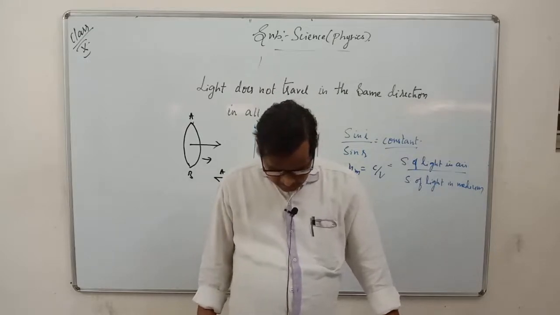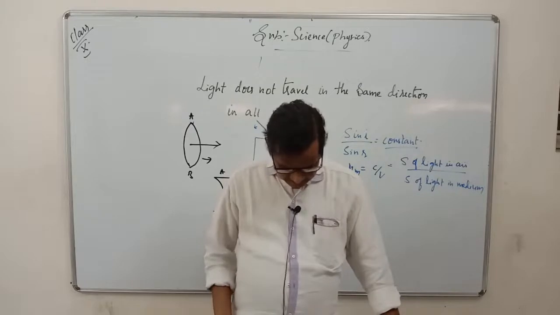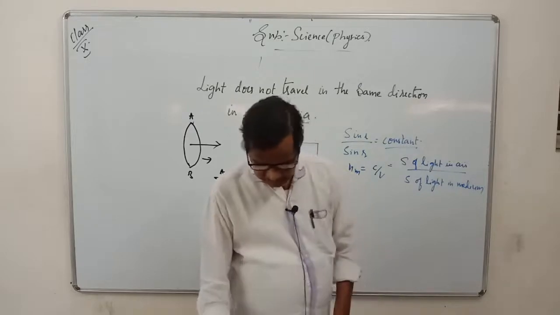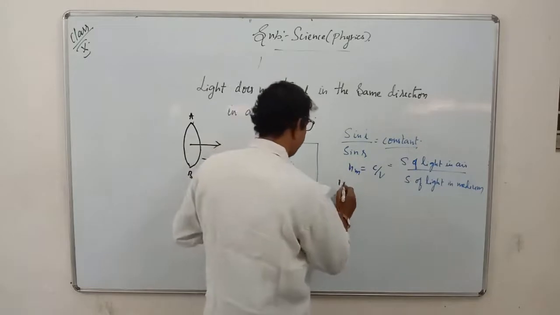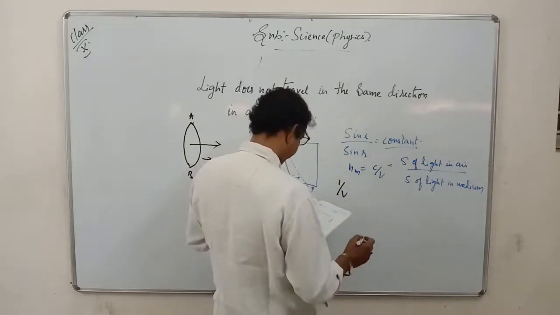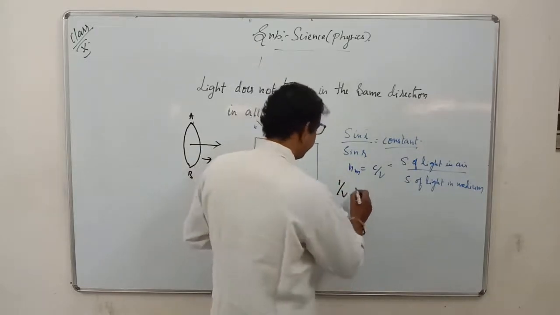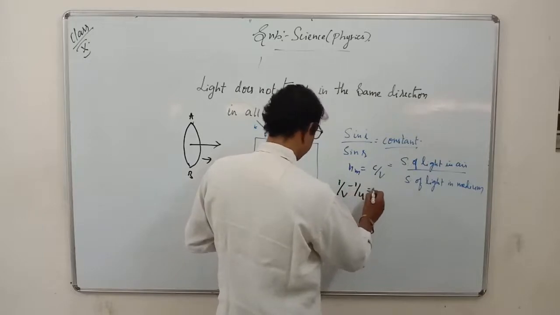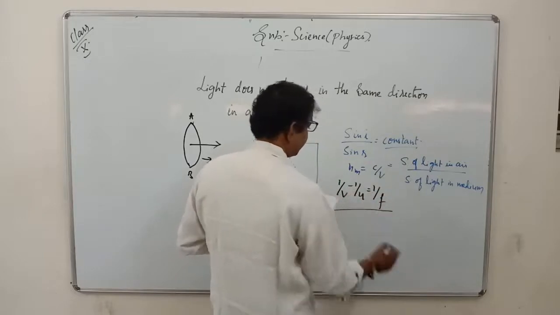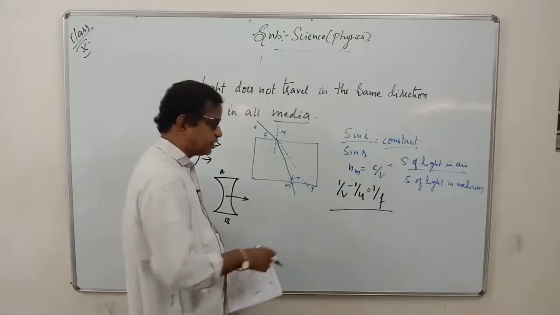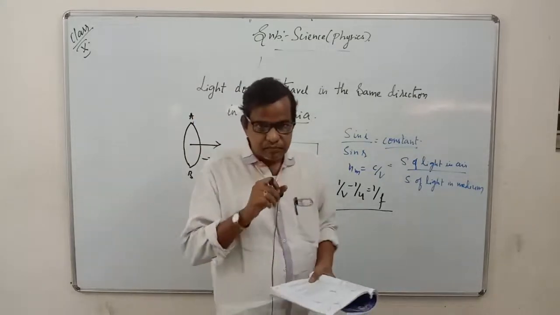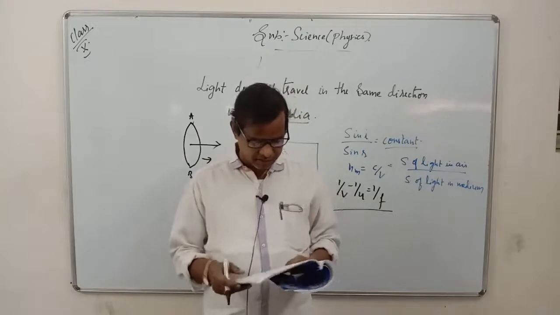So, the sign convention is given. Same thing I told you: 1 by v minus 1 by u equals 1 by f. This is one he has given. In the last class also we studied this, but it is not 1 by f there; it is totally different there.